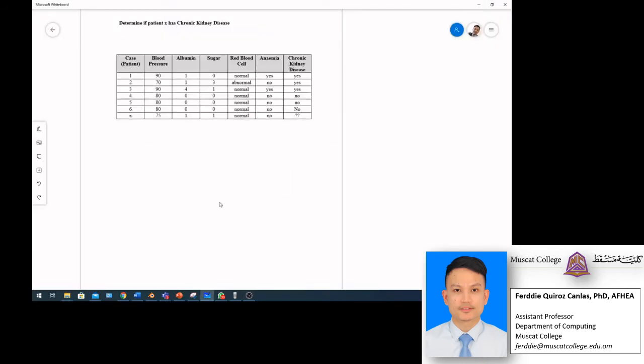Okay, so today we will be having another example for case-based reasoning, and it will be about medical records of 6 patients. So if you will notice here, in this case, we want to predict, or we want to determine if one patient is having chronic kidney disease. Okay, we want to know if the person is having kidney disease.